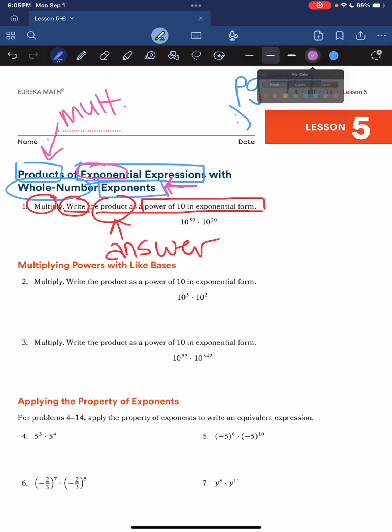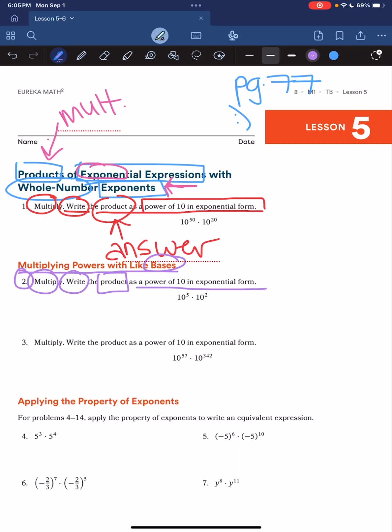If we keep looking down, on number 2, when you start moving on to multiplying powers with like bases, we see that word base for this section, and it says to do the same thing. Multiply, and write the product as a power of 10 in exponential form. On this one, the only difference is that you have 10 to the 5th and 10 to the 2nd. Well, those aren't as big of numbers, so we maybe could write that down.